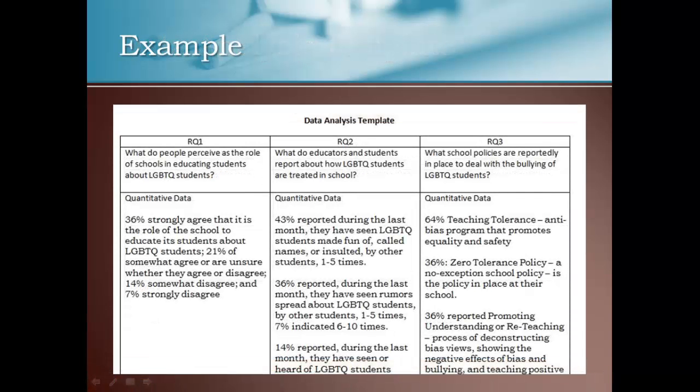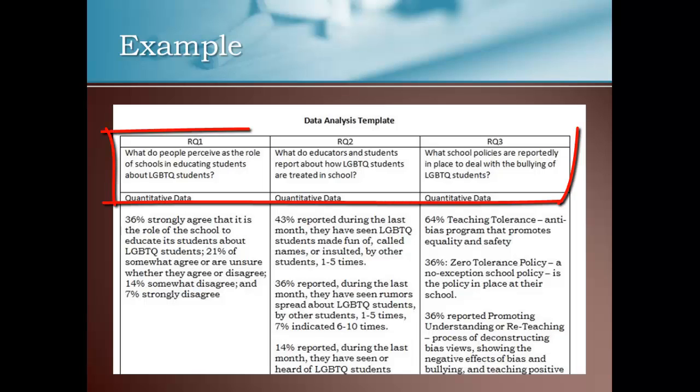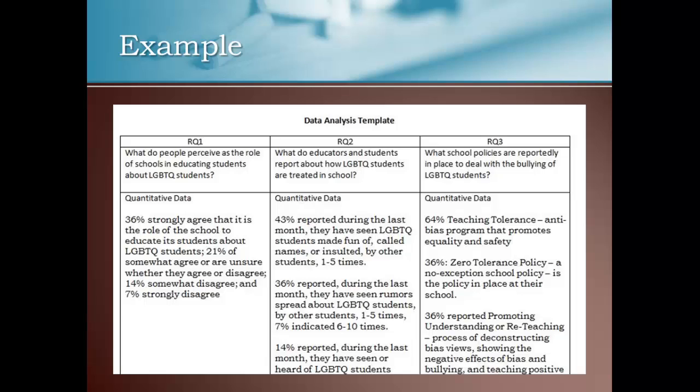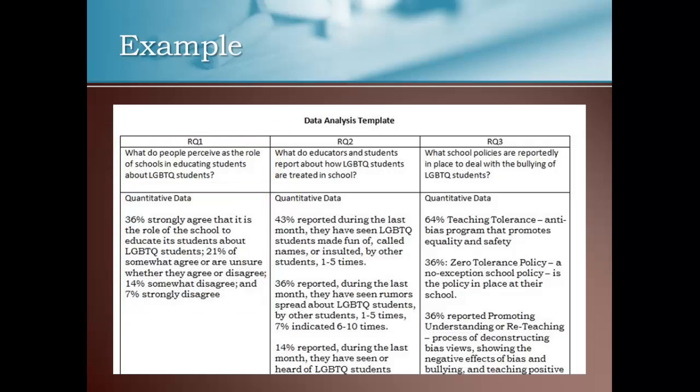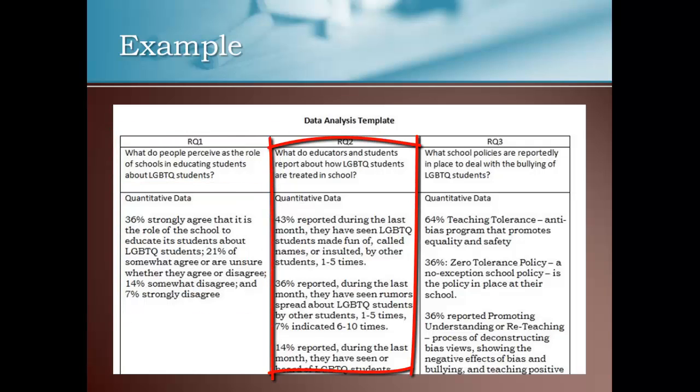Let's take a look at a template that's been partially completed based off of data from a student who took this class in a previous semester. As you can see up top, we have each of Rebecca's 3 research questions entered. Under each question is first the quantitative data from the survey that helps to answer each research question. For example, Rebecca's first question was, what do people perceive as the role of schools in educating students about LGBTQ students? Below the question are the data from the survey related to the participants' perceptions of the roles of school. Her second question was, what do educators and students report about how LGBTQ students are treated in school? And below are the figures from her survey that help to answer that question.